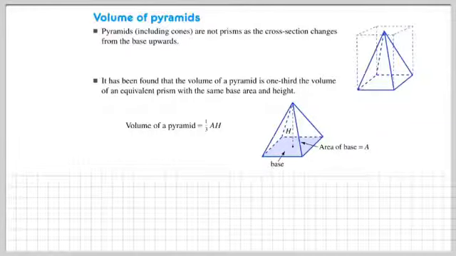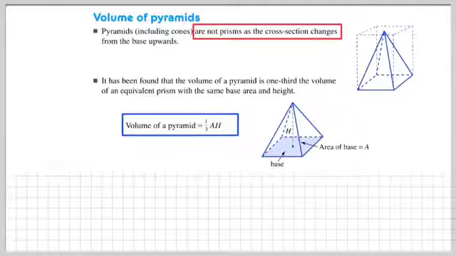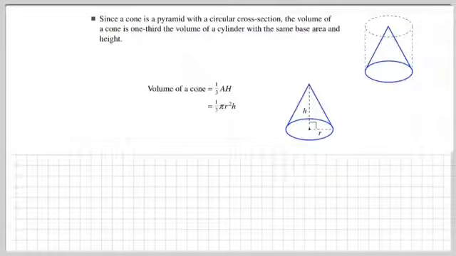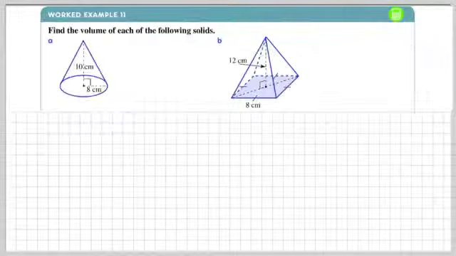Whether it's a square-based pyramid or whether it's a cone, which is just a round circular-based pyramid. Okay, same formula, except that the area of the base in this case is pi r squared, where r is the radius of this circle. So for a cone, it's 1/3 pi r squared h, where h is the vertical height again. Okay, all right, that's good.